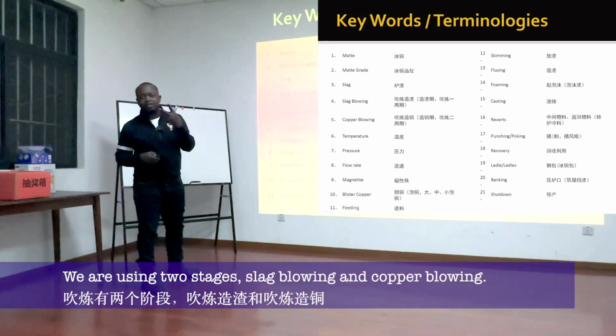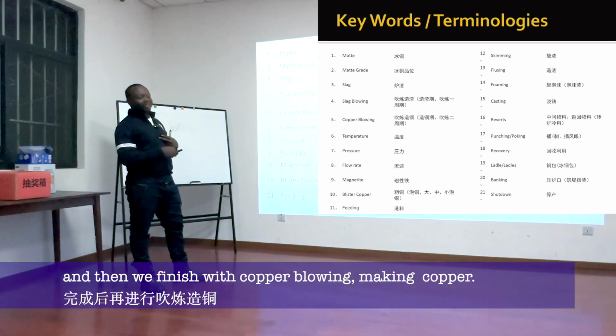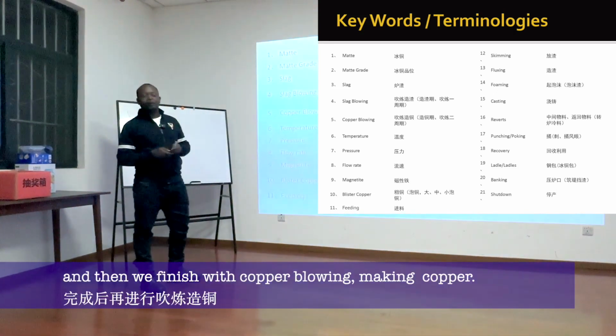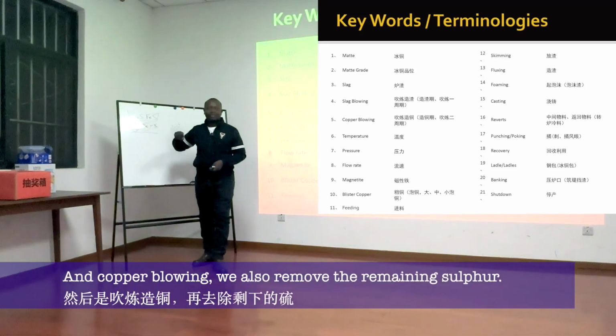We are using two stages, slag blowing and copper blowing. So we start with slag blowing, making slag, and then we finish with copper blowing, making copper. In slag blowing, we are removing iron. And in copper blowing, we also remove the remaining sulfur.